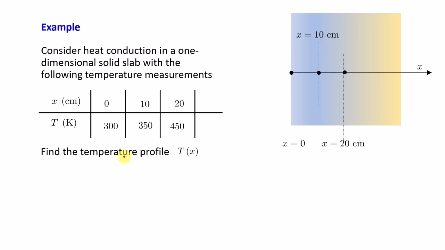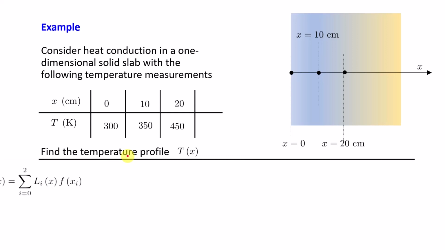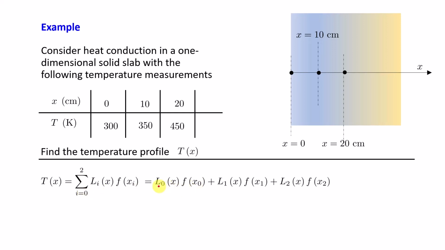We understand that what we are asking here is an interpolation. So let us go through the interpolation and use Lagrange's polynomial. Then T(x) is equal to the sum of Li(x) f(xi), where i goes from 0 to 2. There are 3 points, so 0, 1, 2. That means L0(x) f(x0), L1(x) f(x1), L2(x) f(x2).